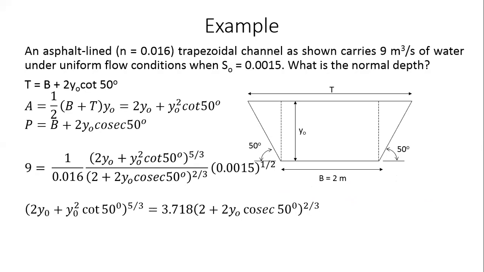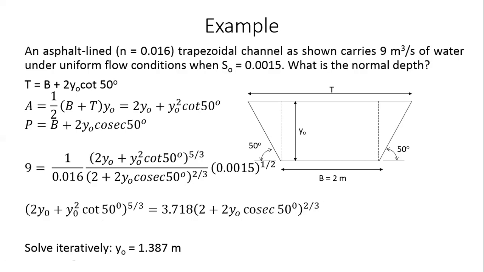But naturally, you need some kind of an iterative solution. The simplest thing would be to assume a value of y naught and evaluate the left hand side, evaluate the right hand side. If they are equal, then your guess is correct. If it is wrong, then keep revising your y naught until you get LHS equal to RHS. That's the easiest way of solving this kind of problem. So if you do it iteratively, you will get y naught equal to 1.387 meters. So this is another example of using the uniform flow approximation to solve problems, right? In this case, I'm giving you the flow rate and asking you to find the flow depth.